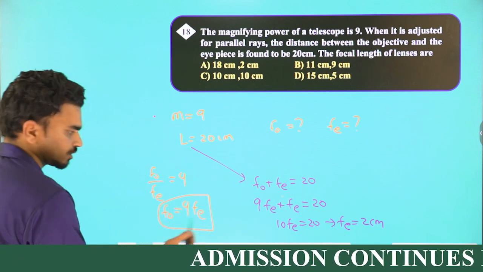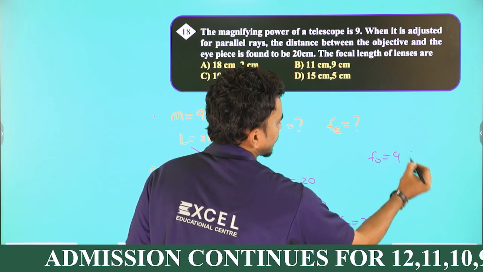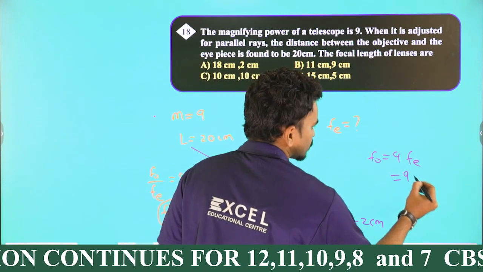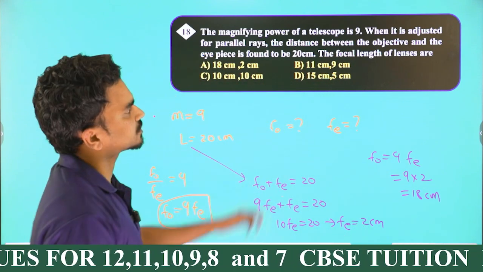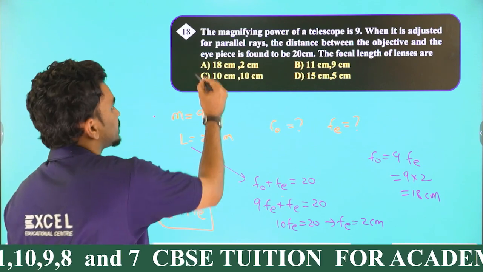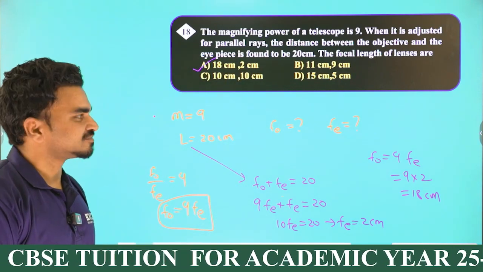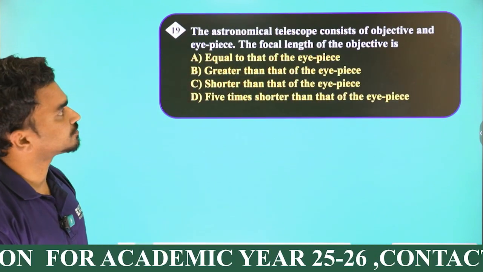Substitute the eyepiece focal length here. So we get fo is equal to 9 times fe, so 9 times 2, 18 centimeter. So what's the first answer? 18 centimeter and 2 centimeter. Oh, the answer is there, I'm lucky. Option A is the answer, 18 and 2. Got the idea? Yes. Let's have a look at the next question.